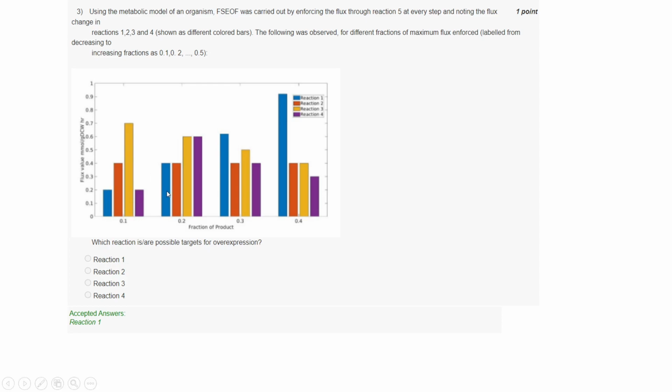So for example, reaction 2 is kind of constant across increasing fractions of the product. The opposite of what is happening in reaction 1 is reaction 3, so it is kind of decreasing with increasing fractions of the product. And reaction 4 has a haphazard trend. There is no trend actually in reaction 4. So the only reaction that is increasing flux with increasing fraction of product is your reaction 1. So reaction 1 will be your possible target for your overall expression.